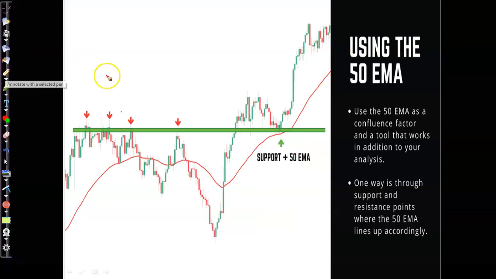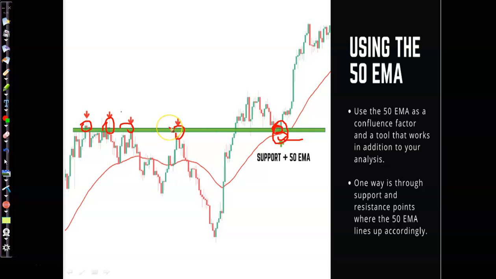How do we use the 50 exponential moving average? Basically we use the 50 moving average in two ways: one as a confluence area, and another as support and resistance. Now you can see this is the resistance, resistance, resistance, and now this resistance line becomes a support, and exactly at that time the 50 moving average is also forming a support. So this area is called a confluence area, and we use it as a confluence area.